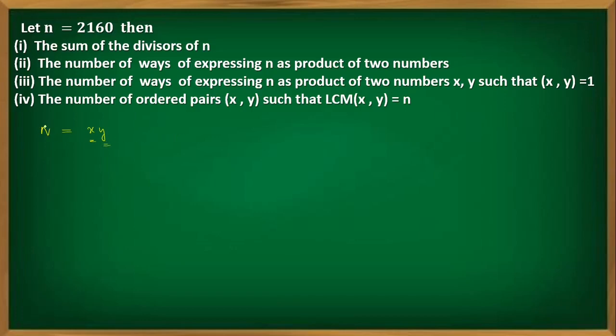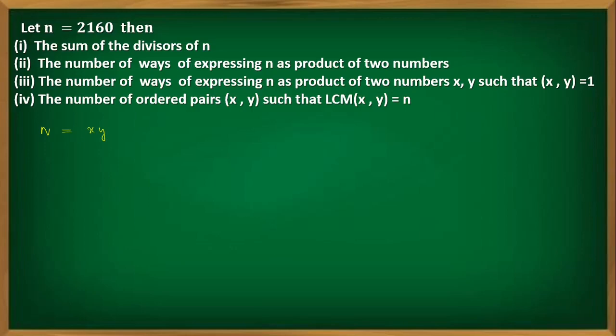Whenever you write n as a product of two numbers, they are nothing but integers, positive integers in fact. So x and y are positive integers; x must be a factor of n and y must be a factor of n. Whenever you write a positive integer as a product of two numbers, the two numbers must be divisors of n. Now you see a simple example once again.